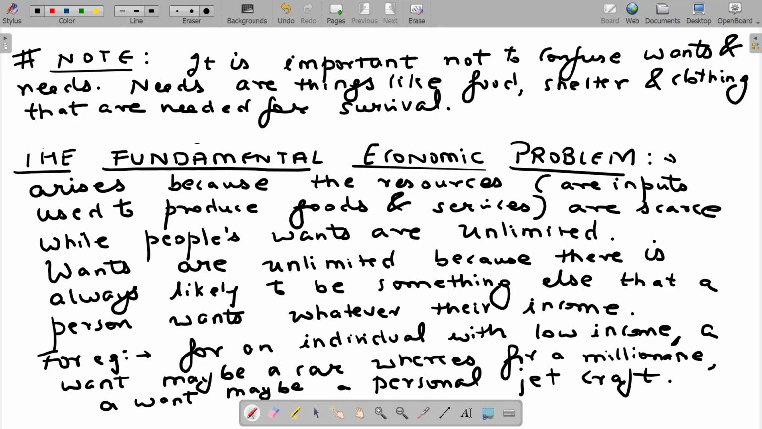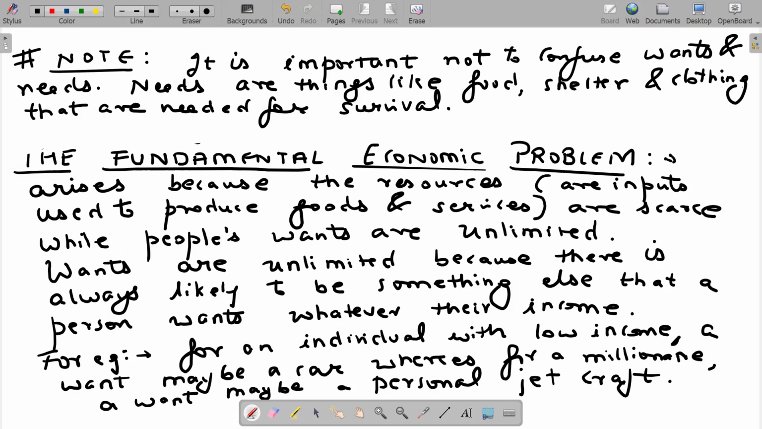Okay? Wants, you can still live without them. Even if your want is satisfied, you can still live without it. But needs have to be satisfied. Otherwise, you can't survive. So that means students should not think of wants and needs as the same thing. Okay? So hoping students have understood this.